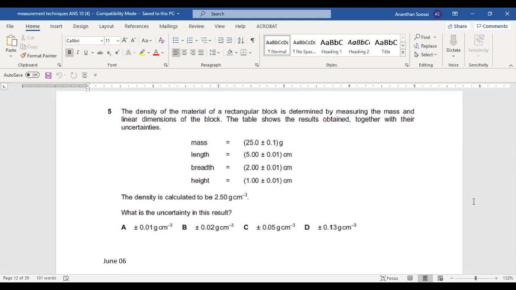Okay, what I told you? Write the formula first. Introduce symbol, whatever symbol. They want uncertainty for the density, so you're looking for changes of rho. So you must find the rho density formula first. So write the formula. Density equals M over V maybe. But you can't use V. V you have to break into length times breadth times height.